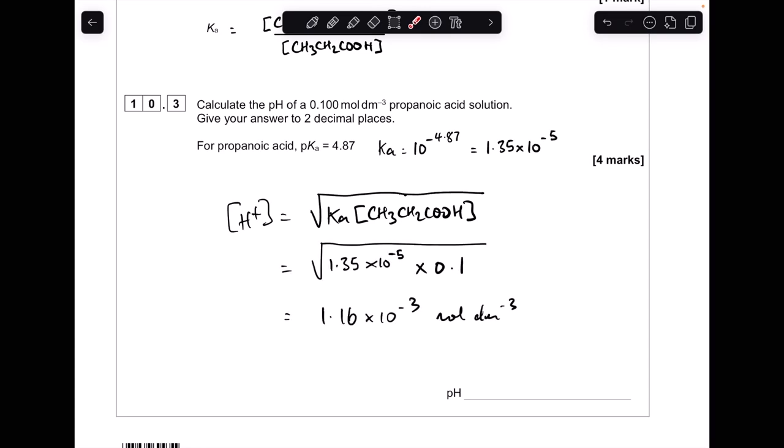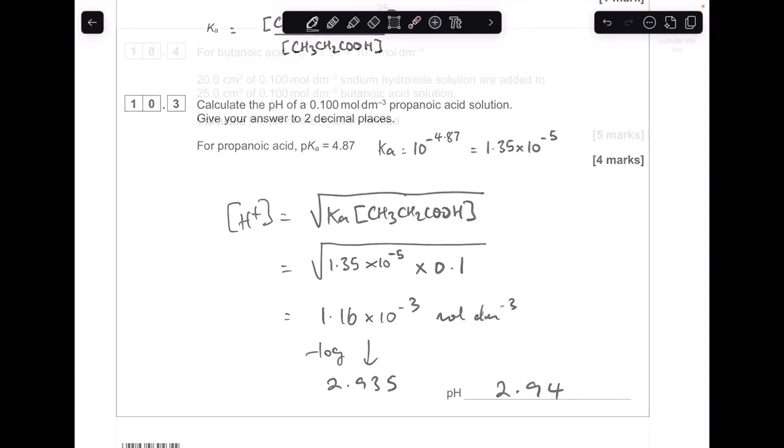So the H+ concentration is coming out at 1.16 times 10 to the minus 3 moles per decimetre cubed. All we need to do now is minus log that for the pH. Remember, we've got to give our answer to 2 decimal places. So pH is coming out at 2.935, which to 2 decimal places, obviously 2.94.